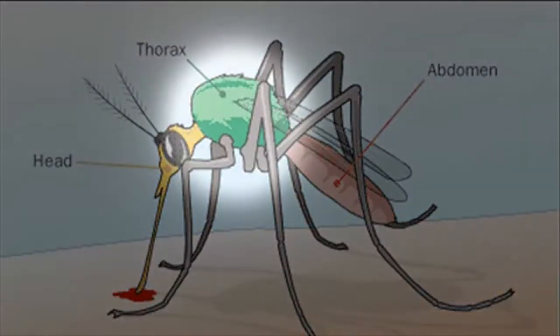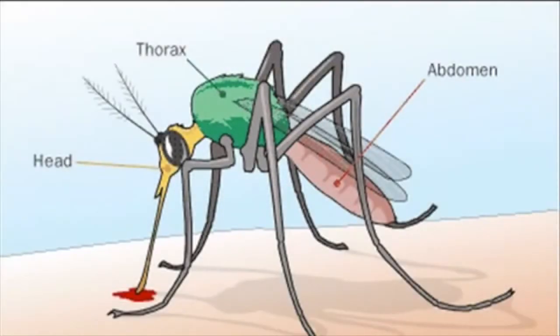Right behind the head is the thorax. All 6 legs and the wings are attached to the thorax. The thorax is the body part that allows the mosquito to fly or walk. This is the segment that makes movement possible.